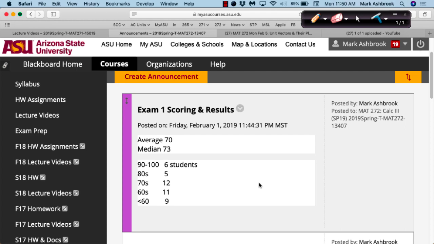Okay, so I crunched all the numbers and got the results of exam 1. So I've made a posting on announcements here. You can see your score out of 100, and this was the range. This is the distribution of scores. Once I got your final score for you, our average was 70, median 73.